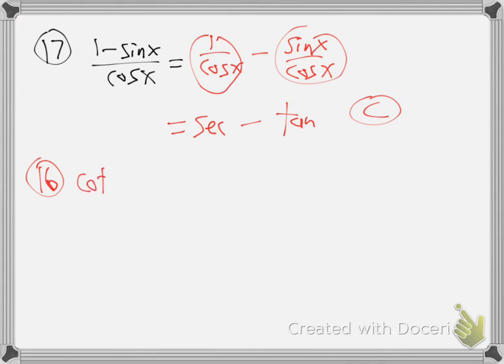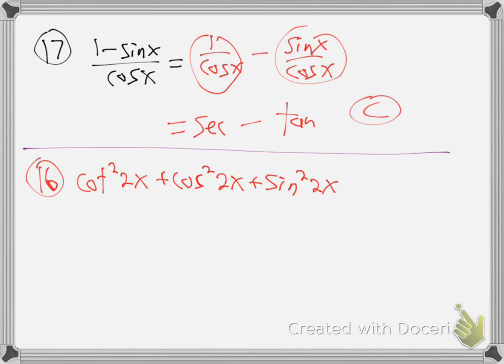That one says cotangent squared of 2x plus cosine squared of 2x plus sine squared of 2x. Okay, well, don't worry about the 2x. I don't know why they're putting 2x in everything, but whatever. We'll just leave it. It doesn't have anything to do with us.